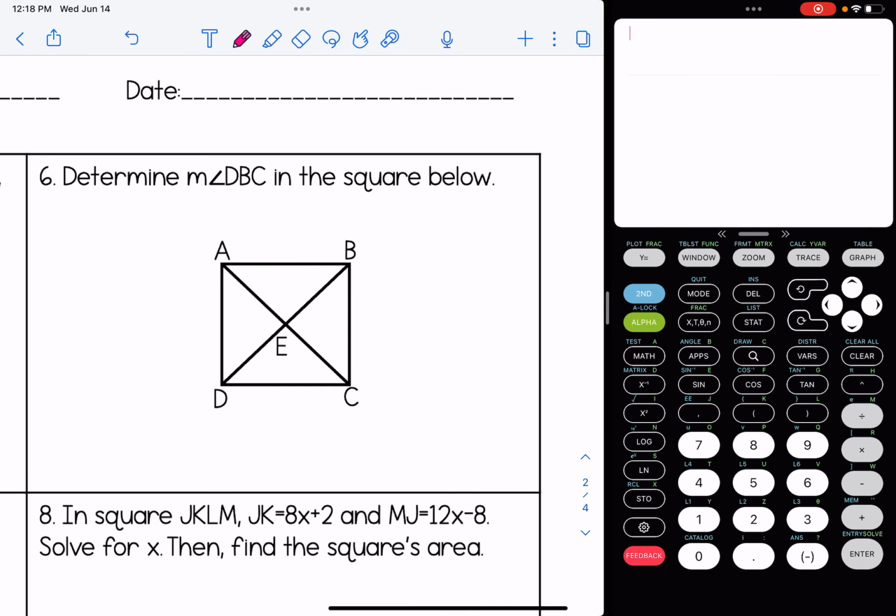Number 6, determine the measure of angle DBC in the square below. We talked about this a little bit in one of the previous problems too, but we know that these are 90-degree angles in the corner. Angle DBC then must be 45 because in a rhombus, the diagonals bisect the angles, and a square is a type of rhombus.